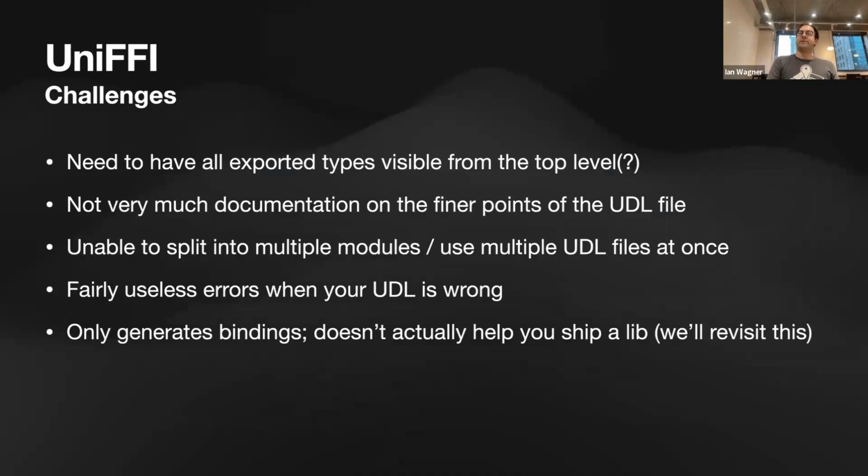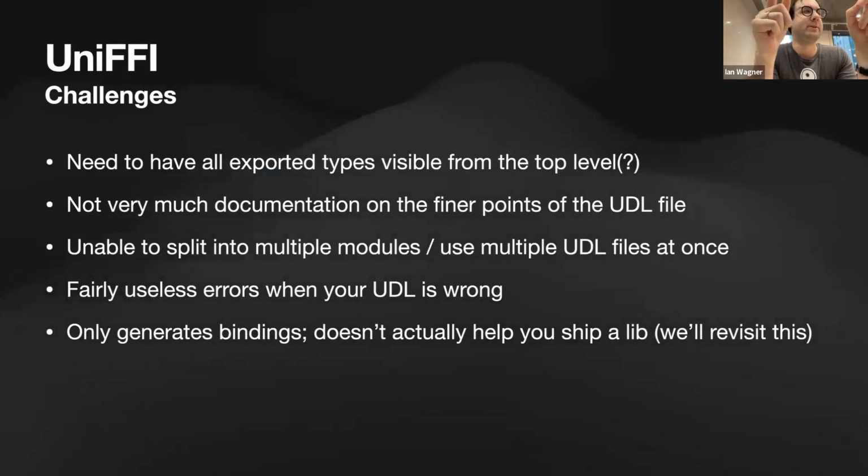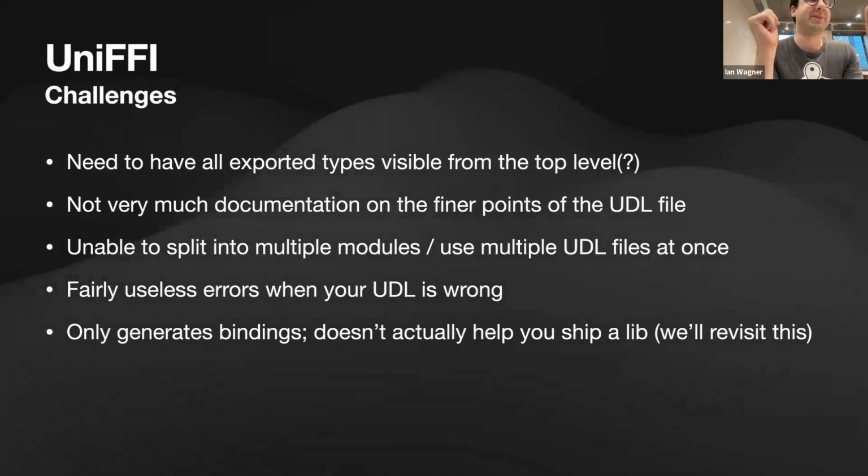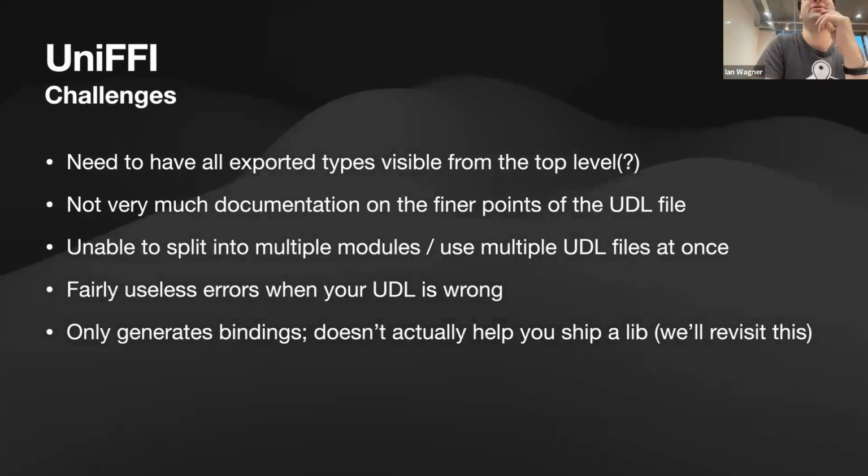But it's not all perfect. There are definitely some challenges that we ran into with Uni-ffi. One is that you have to have all the exported types visible at the top level. So you have this weird structure in your lib.rs where you have all these imports that don't really make sense, or you just throw a bunch of stuff in there. So it's a little bit annoying from a management perspective when you're trying to build a library where the whole point is to export most of it.